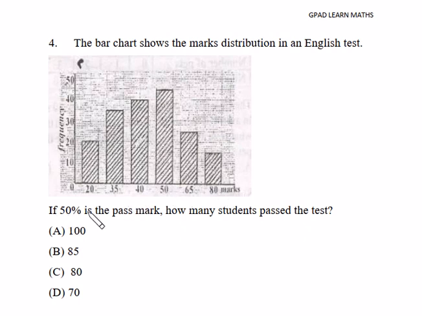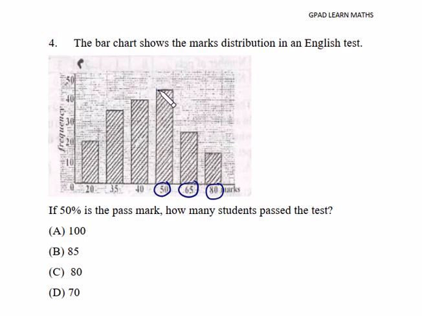So now, if 50% is the pass mark, how many students passed the test? Okay, this is very, very easy actually. So the number of students that passed the test is, now look at this. This is 50 here. This 50 passed the test. 65 passed the test. 80. Now these are the pass marks: 50, 65, 80. How many students had 50 marks?